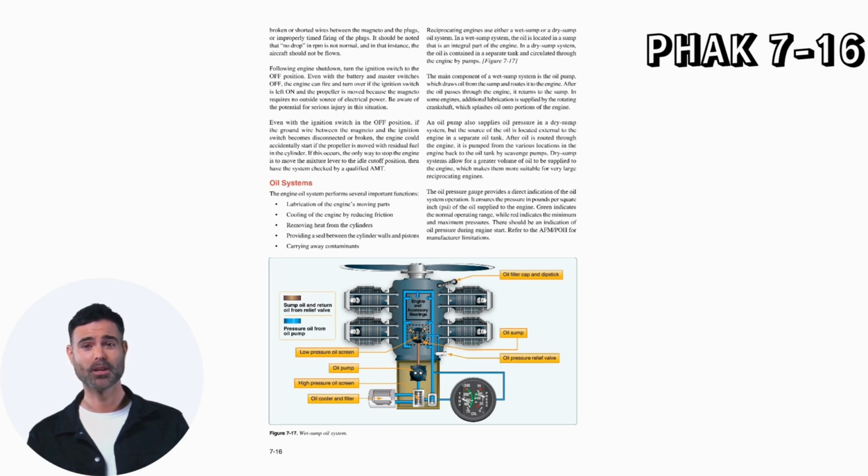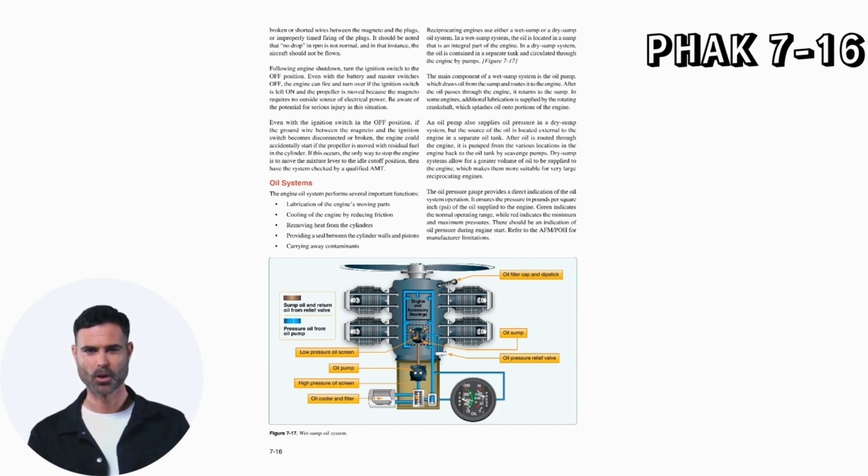The main component of a wet sump system is the oil pump, which draws oil from the sump and routes it to the engine. After the oil passes through the engine, it returns to the sump. In some engines, additional lubrication is supplied by the rotating crankshaft, which splashes oil onto portions of the engine.